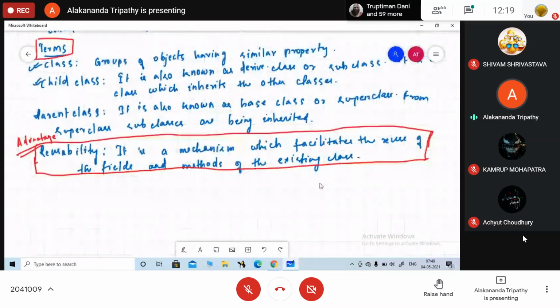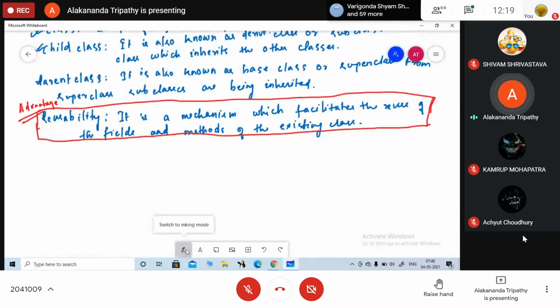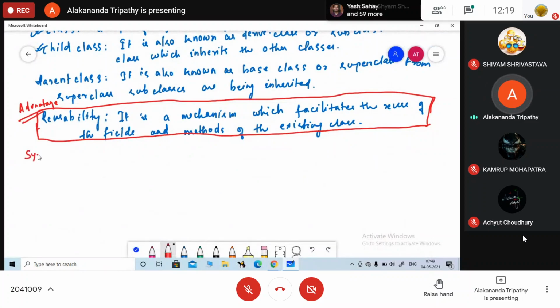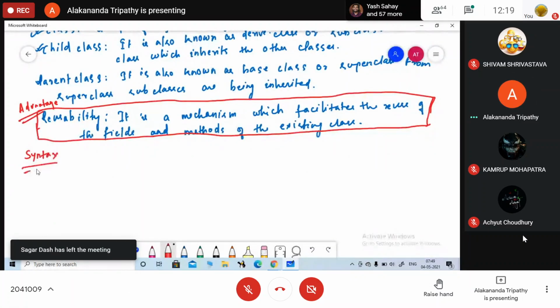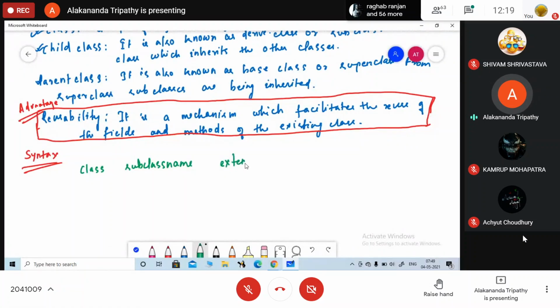So, should we check how we are going to derive a class? Now the syntax. The syntax is different from what we have in C++. Here you are going to write class followed by the subclass name. Then we are going to use a new keyword here, extends. Remember, here there is an S: EXTENDS, extends base class.